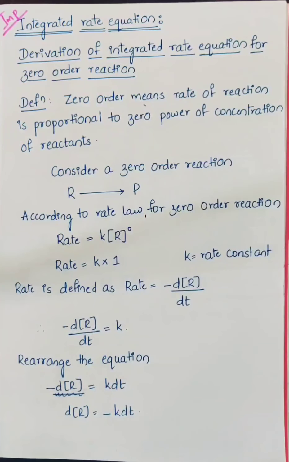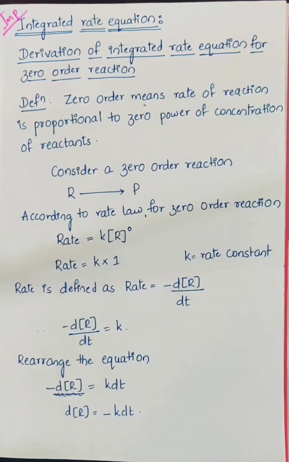Zero order reaction means the order will be zero. So how can you define a zero order reaction? It means that the rate of the reaction is proportional to the 0 power of the concentration of reactants. So in zero order, the concentration of the reactants is raised to 0. The rate is proportional to the 0th power of the concentration of reactants.